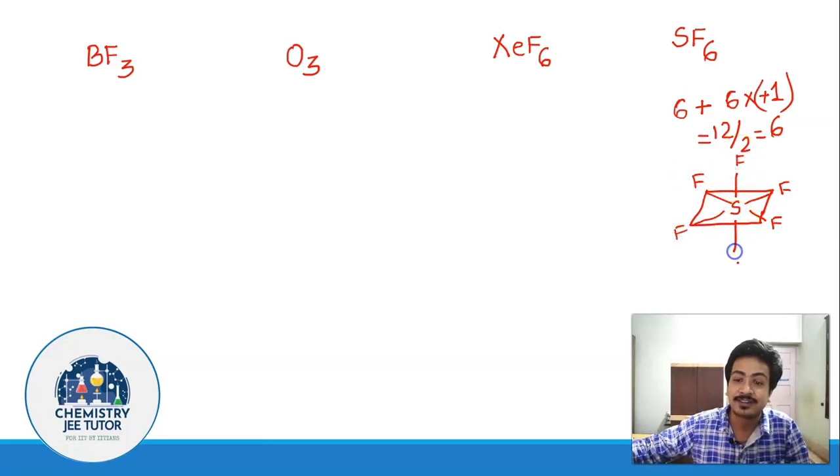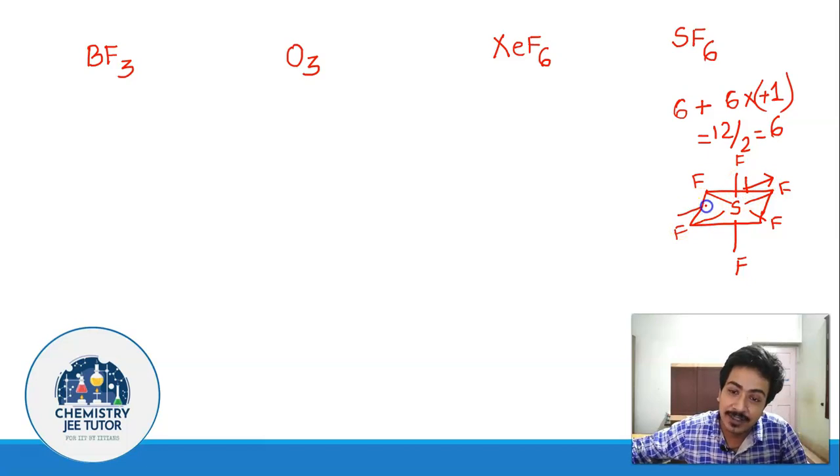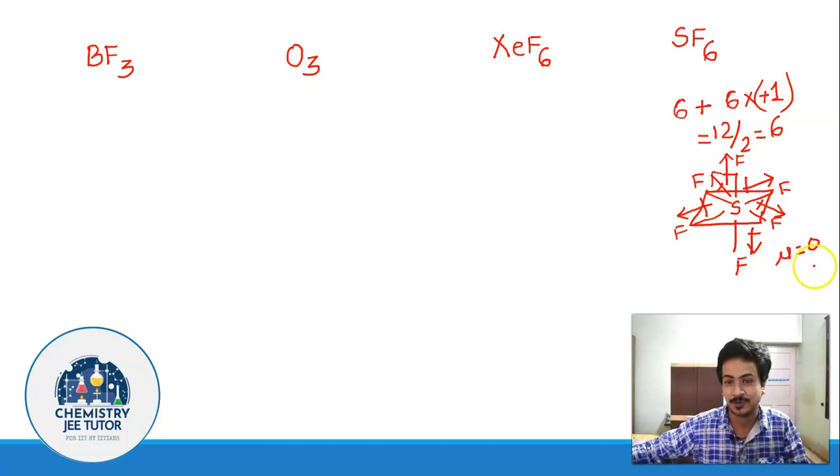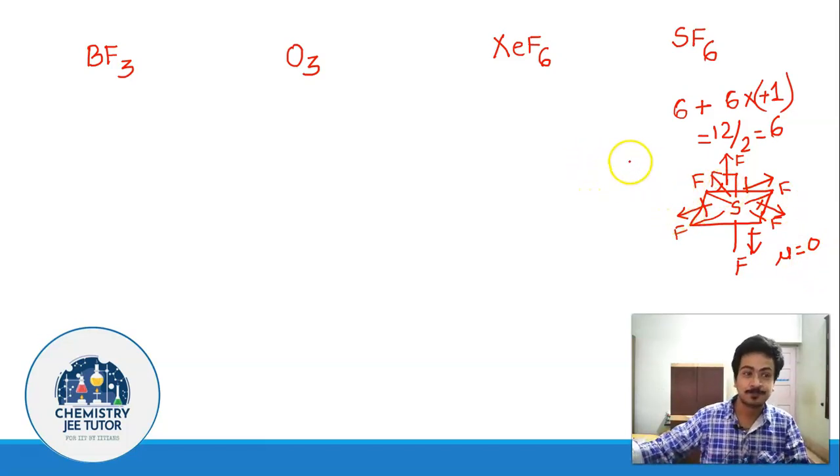In this case, you can understand this is a symmetrical structure. The moment arising because of this is being cancelled by the moment arising out of this. Similarly, the moment arising out of this is being cancelled by the moment arising out of this. Same is the case with the axial bonds as well. So this will definitely have a permanent dipole moment of 0. It is not going to have any permanent dipole moment. So option 2 is rejected straight away because of this.